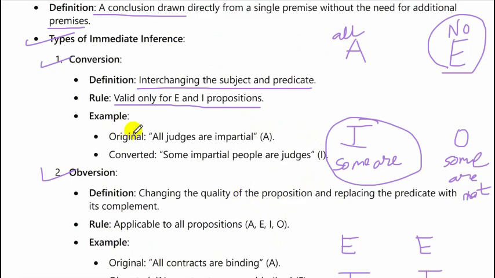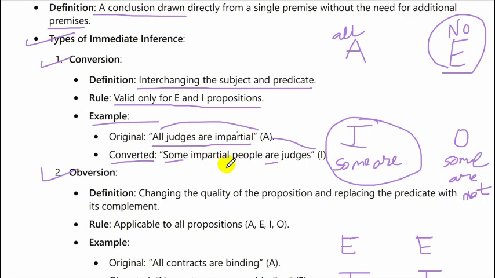Now, it is valid only for E and I proposition conversion. For example, all judges are impartial. This is an A proposition. So, if you have to convert it, A will be converted to I proposition. So, for I, we have some R, and we have to interchange impartial and judges. Predicate and subject, we have to interchange.